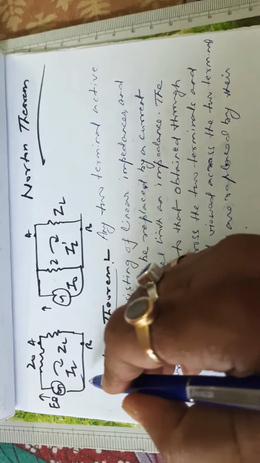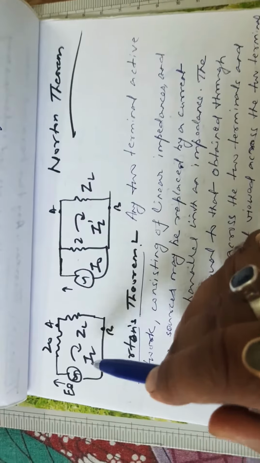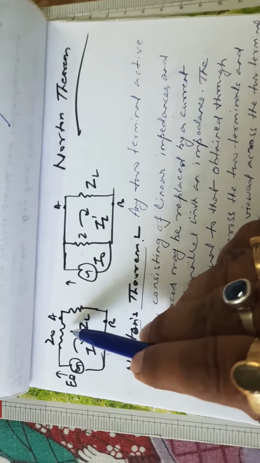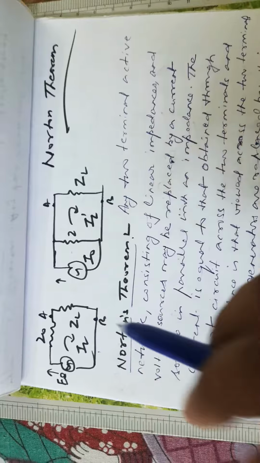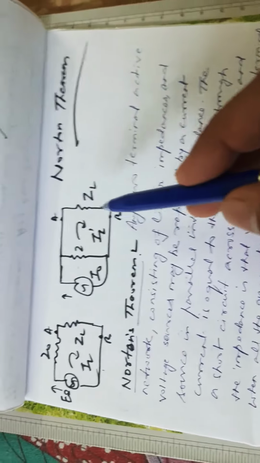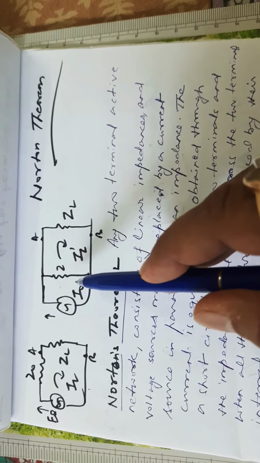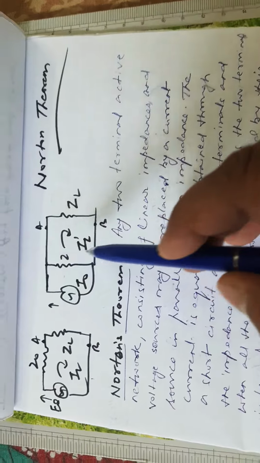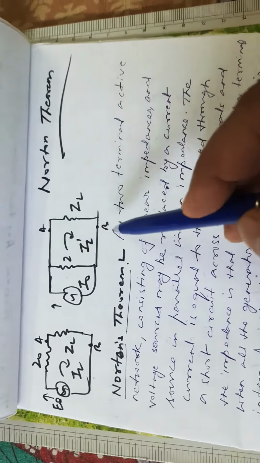Here we have shown the Thevenin equivalent circuit. In this circuit we have E naught and Z naught, with ZL and IL, the load current through this. Now this can be replaced by the equivalent circuit, which consists of the current source I naught in parallel with an impedance Z, appearing between the terminals A and B.